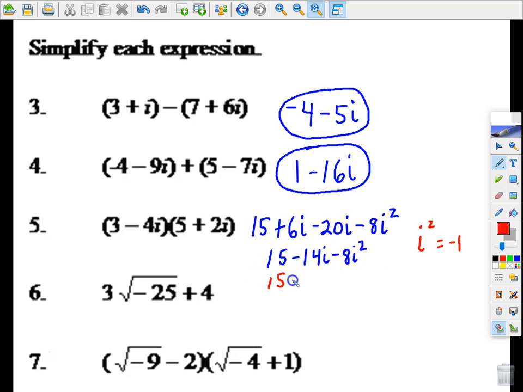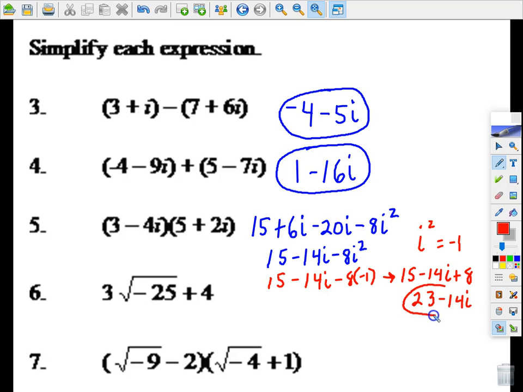All right, so I'll just squeeze it in here and give you something to look at. Notice how I'm replacing i squared with negative 1, and then we'll just finish this thought over here. If I do negative 8 times negative 1, that's positive, or plus 8. Okay, and now let's put the real number parts together. 15 plus 8 is 23 minus 14i.